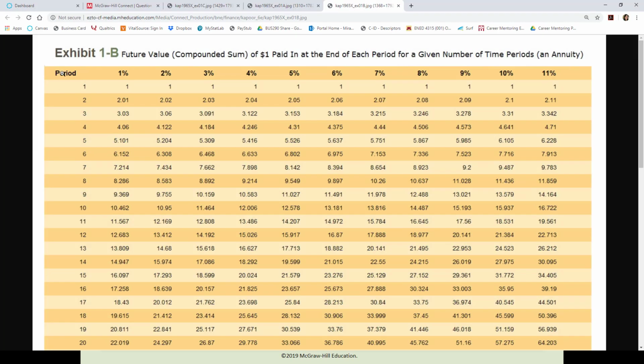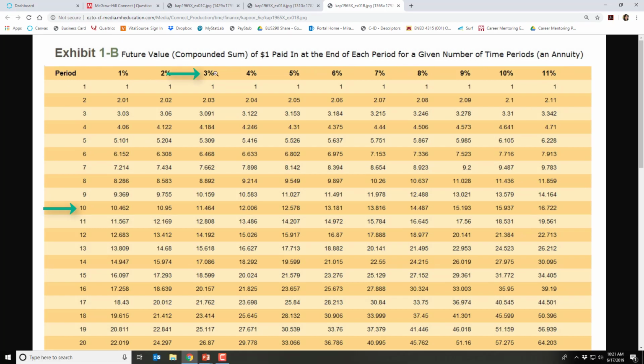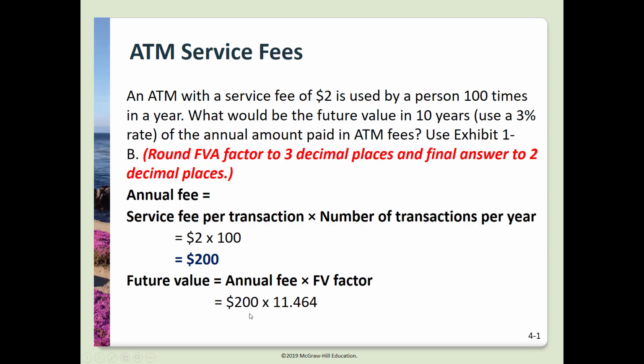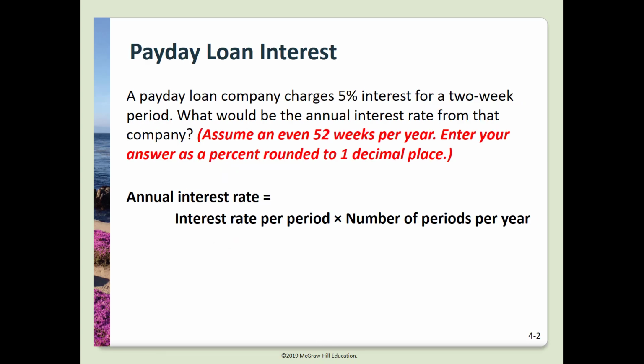So here we are on the left. So I'll go down the period until I get to 10 years. And then we'll look for the column that says 3% interest. So 1, 2, 3%. And then I'll go ahead and move down until I get to my 10-year row. So that means my future value factor is 11.464. So we'll take our annual fee of 200 times our factor, and our future value is $2,292.80.